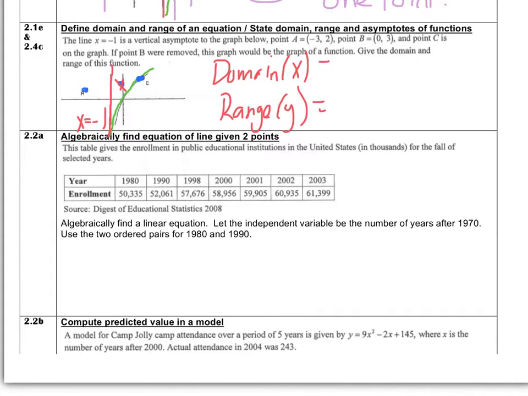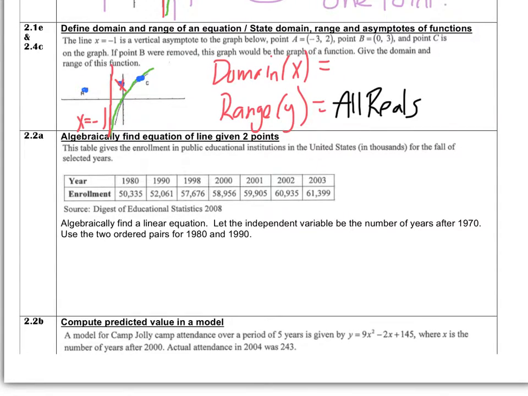And I'm going to start with the range first. So the y-axis goes up and down. So as you travel on this graph, going up and down, we see that there's graph completely everywhere up and down. There is no limitation. So the range for this function is going to be all reals.